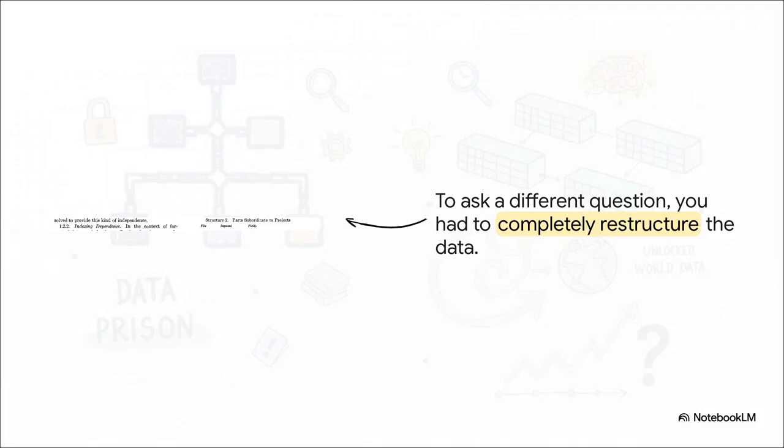But what if you wanted to look at the data differently? Say you wanted to see which parts were part of a project, instead of the other way around. Well, too bad. You couldn't just ask. You literally had to build a whole new, separate, rigid structure just for that one specific question.